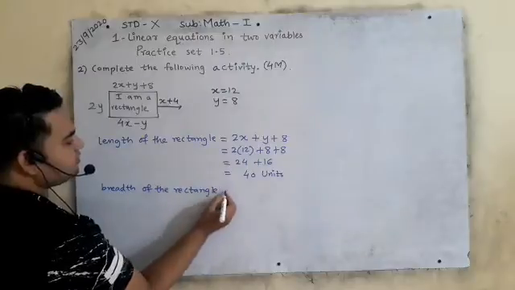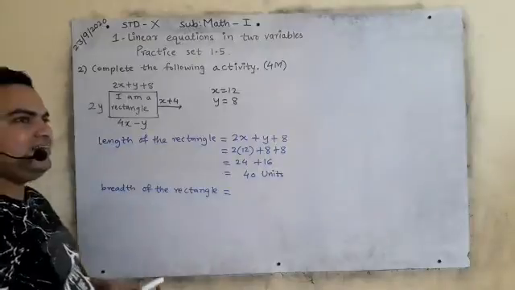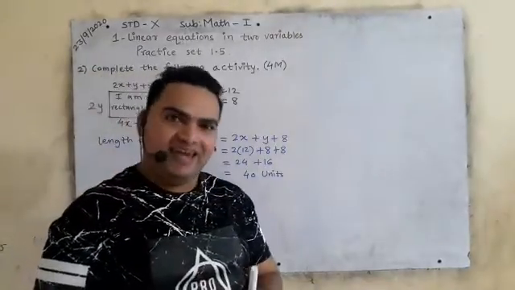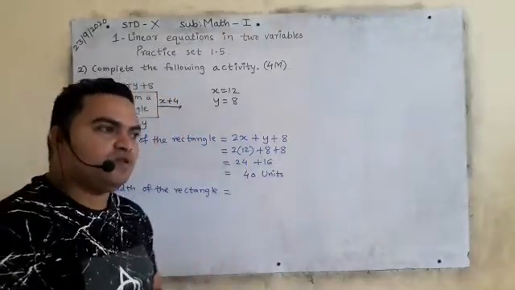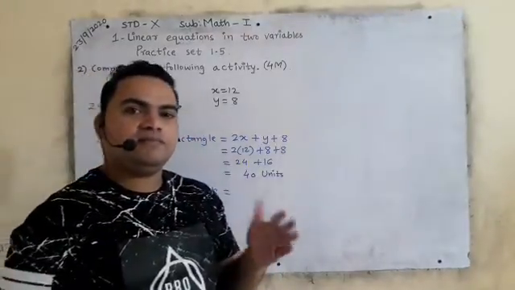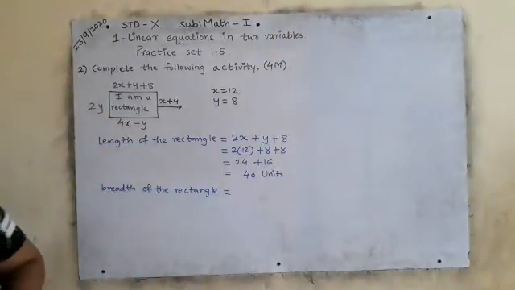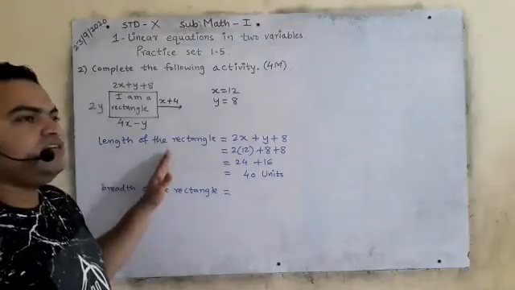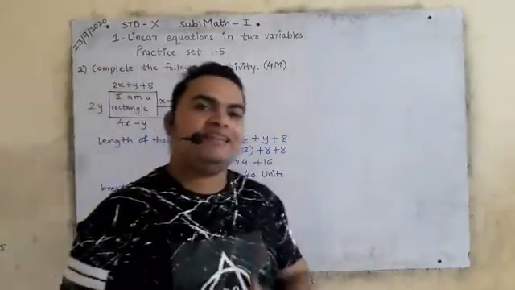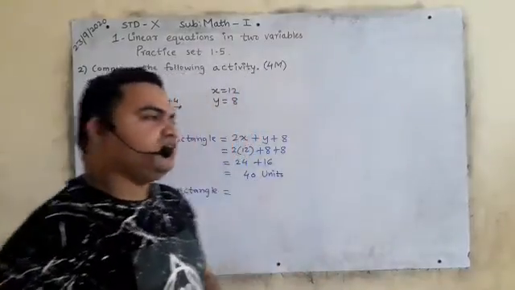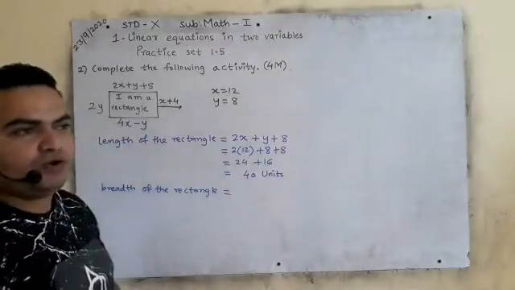Why is it important to find the length and the breadth? Because we have to find the perimeter and we also have to find the area. And what is the formula of perimeter? Perimeter of a rectangle is equal to 2 multiplied by length plus breadth. Now what is the formula of area of a rectangle? Area of a rectangle is equal to length into breadth. So we have to find the length and the breadth. It is very important.